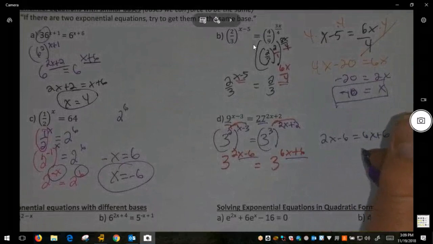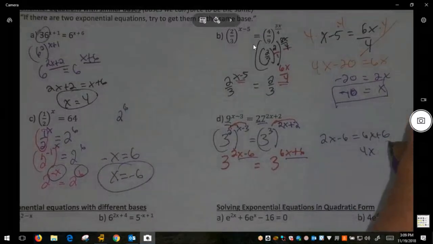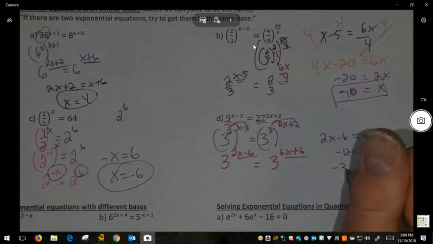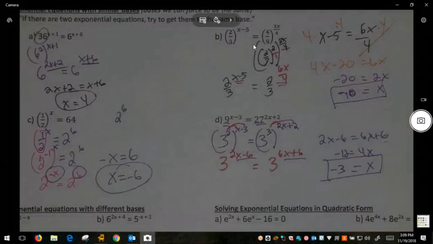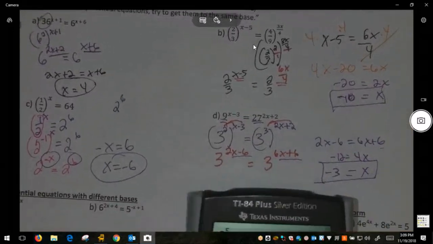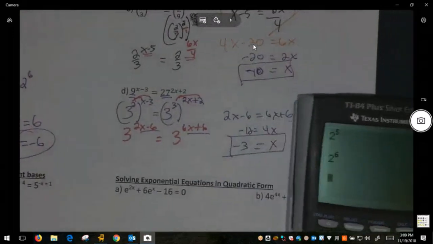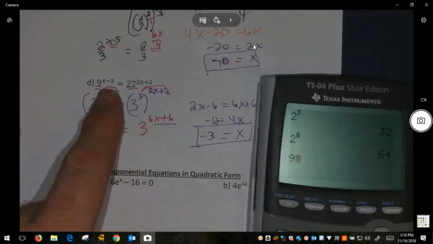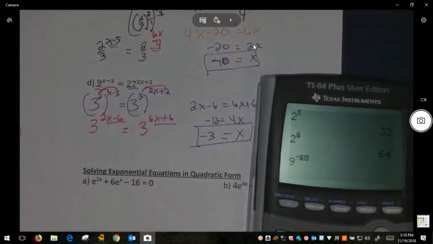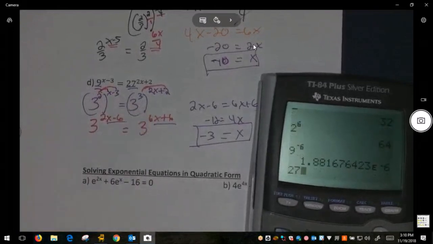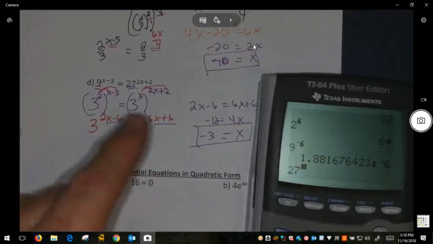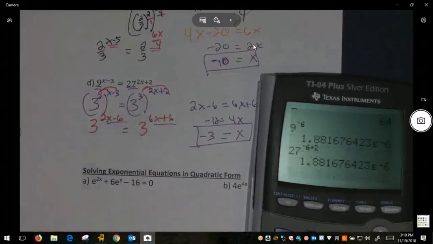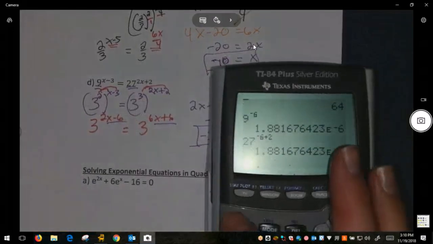Get our variable to one side by subtracting 2x, subtract 6 from both sides, and divide by 4, we get x equals negative 3. When I plug it back into the original equation, 9 to the negative 3 minus 3 is to the negative 6th. 27 to the 2 times negative 3 is negative 6 plus 2. We get the exact same decimal equivalent.